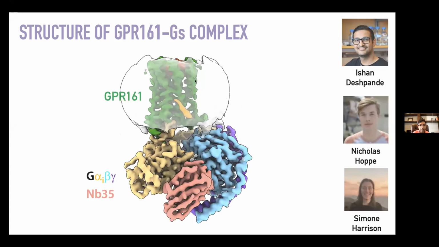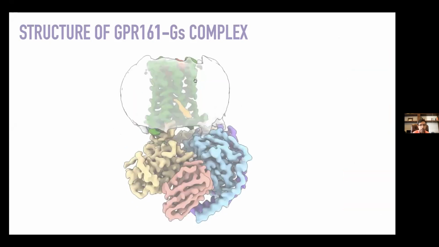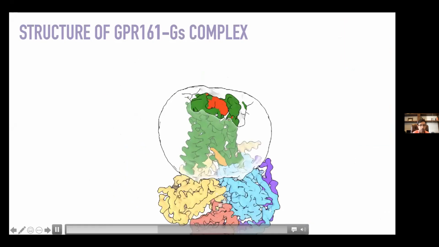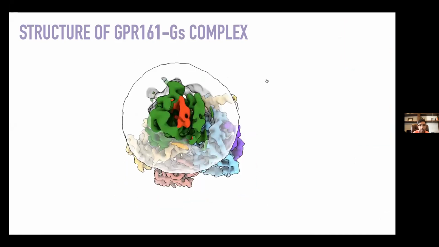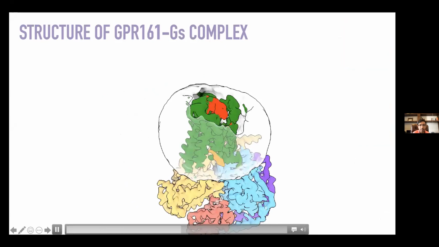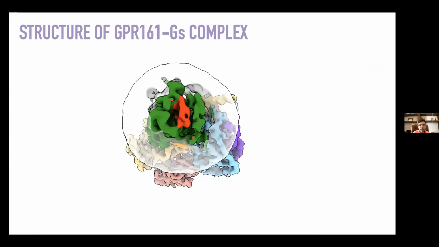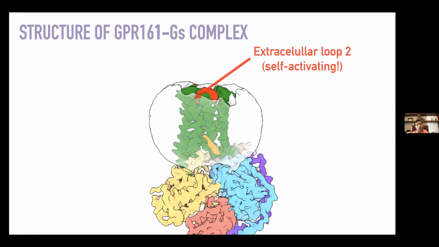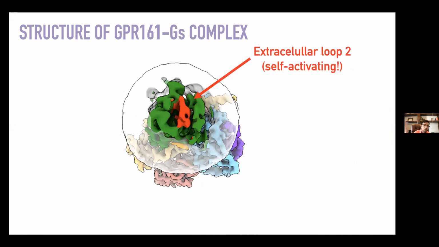The first is if we look at the extracellular side of the receptor where a stimulus normally would be. What we note is that what I've highlighted in red here is that the extracellular loop 2 of this receptor folds down on top of itself. And what we think is happening here is that this receptor has basically become self-activating, and there's a little bit of precedence for this kind of concept for another orphan receptor.